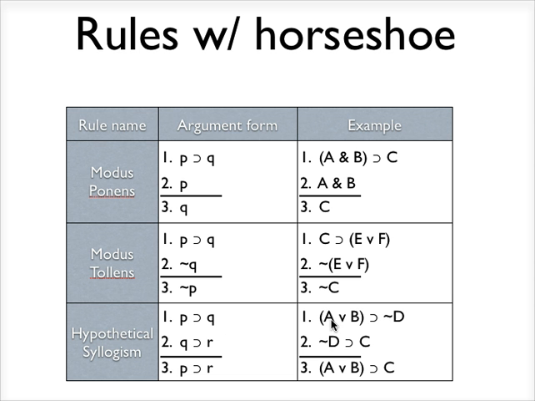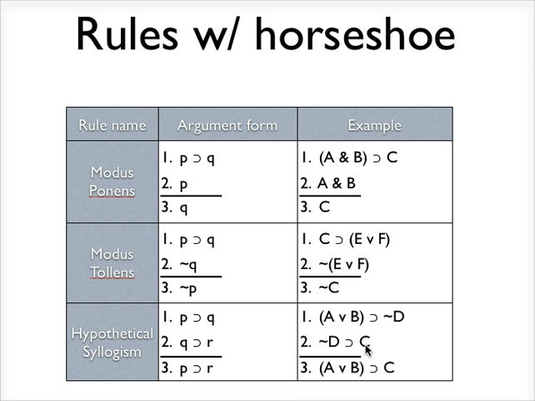So notice we've got a conditional here. The consequent of this conditional, in this case, is not D. And look at what the antecedent of this next conditional is. Notice it's the same thing, and that's what's important. So this is our P term. This is our Q term. Here's our Q term again, and here is our R term.